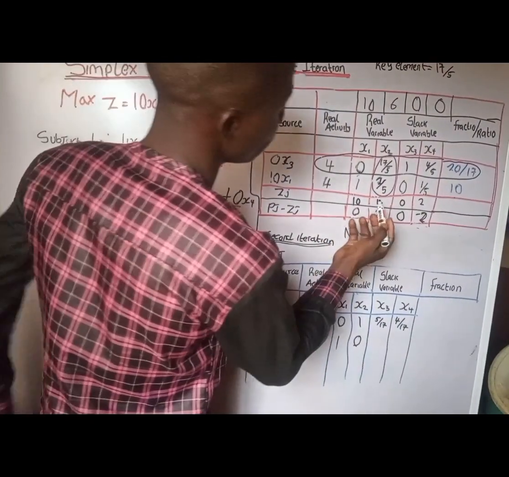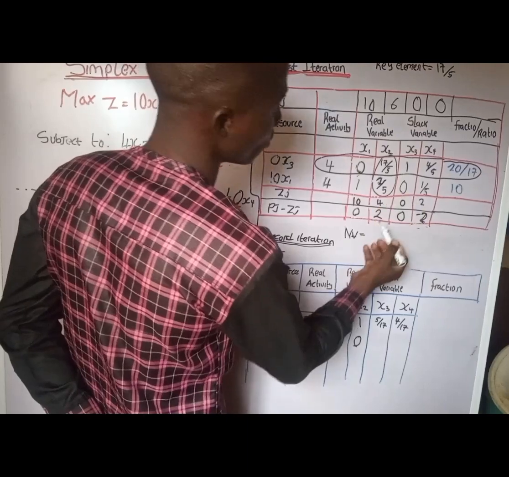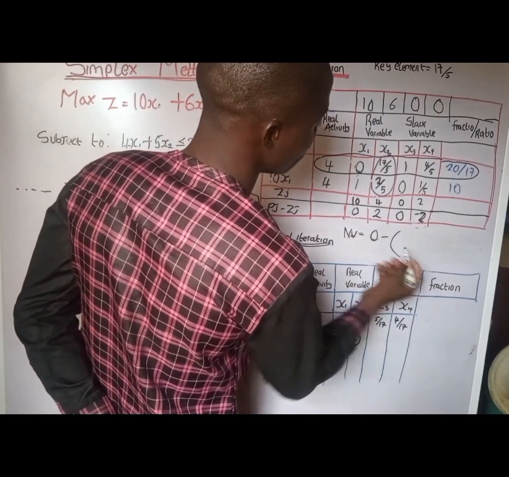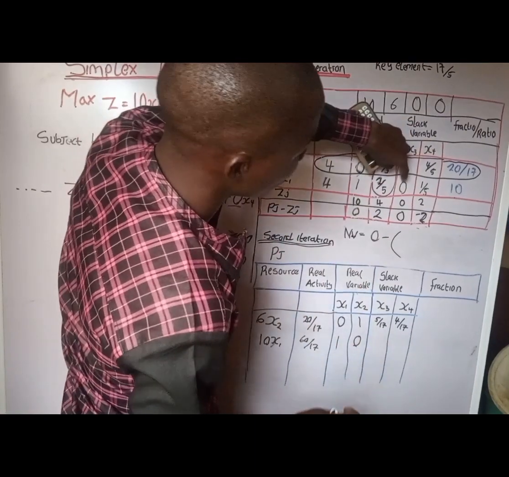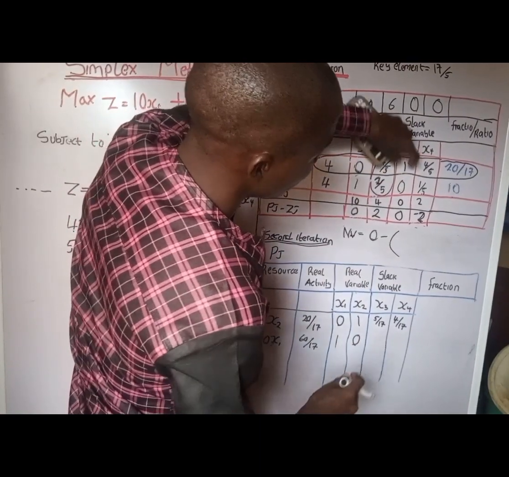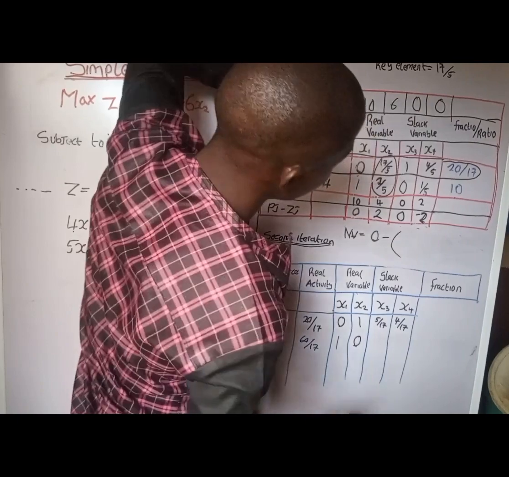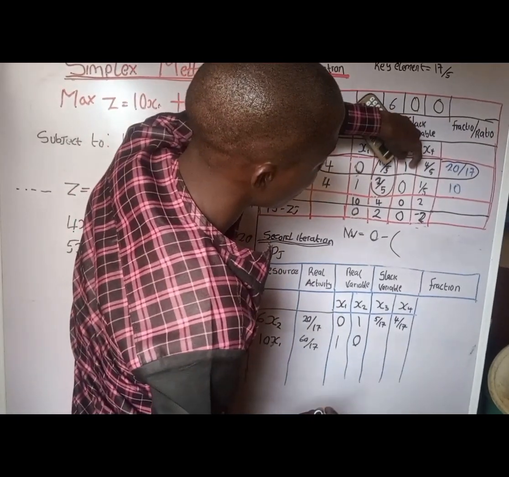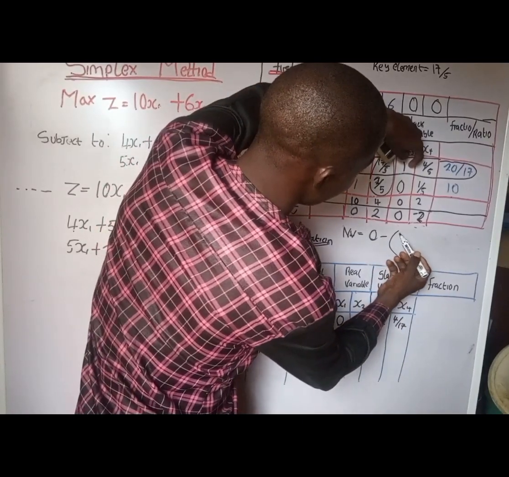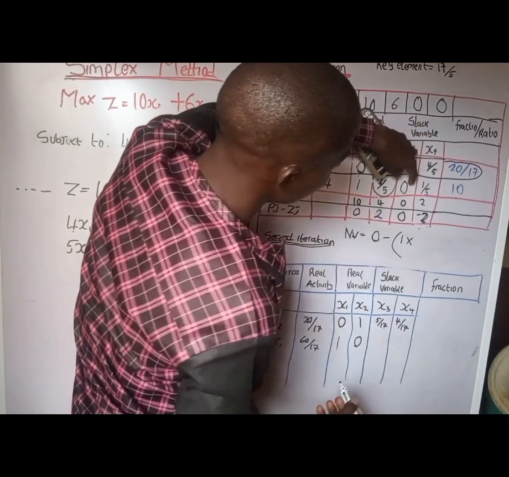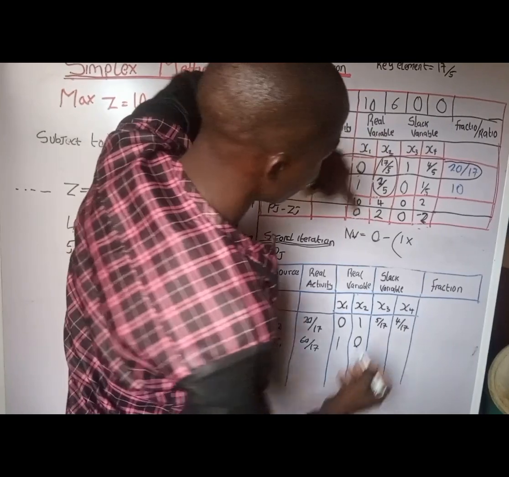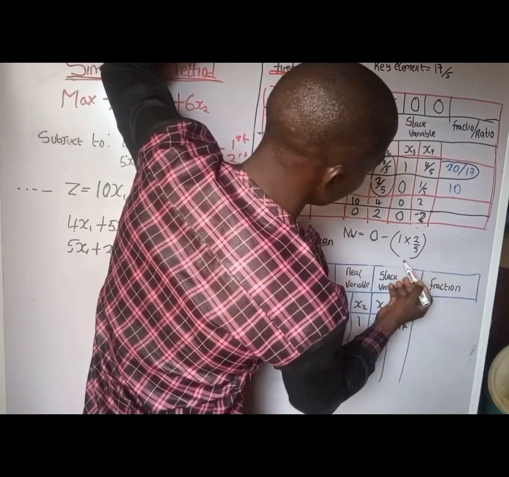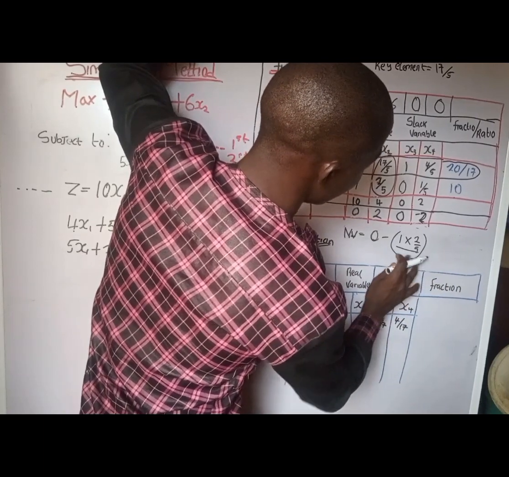So the new value for this 0 will be 0 itself, which is the whole value. 0 will become the whole value minus the product of the corresponding key row element. The corresponding key row element of 0 is 1. When you trace it up, the key row element that falls under 0 is 1. So I'm going to be having the product of 1 multiplied by the corresponding key column element, which is 2/5, divided by the key element.